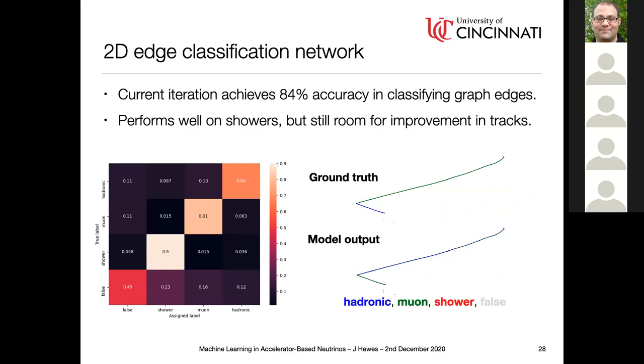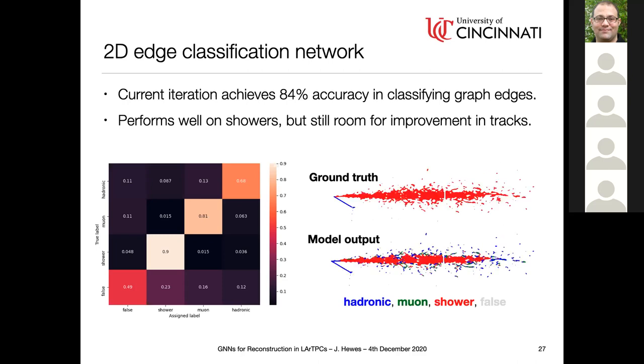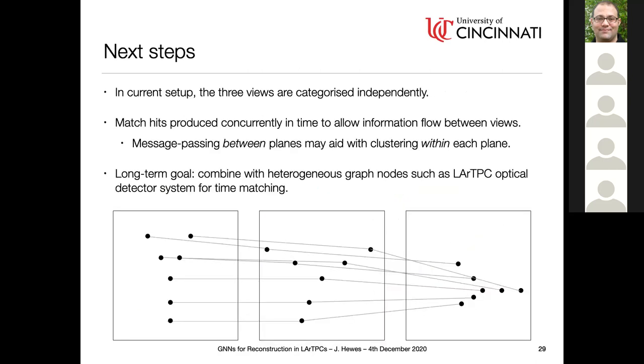So here's an example of an event where in the ground truth, you have this long muon track and the shorter proton track, but the model has actually flipped the two tracks and gotten them wrong. You can also see for showers, there are some cases where the model will pick out smaller little edges within the shower and classify them as being track-like. So there are still a couple of things that we need to drill down on and iron out, but this is definitely the most promising results we've had so far.